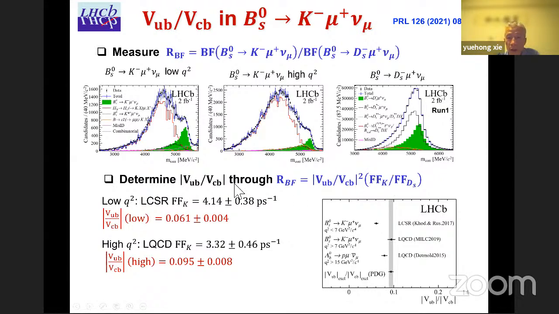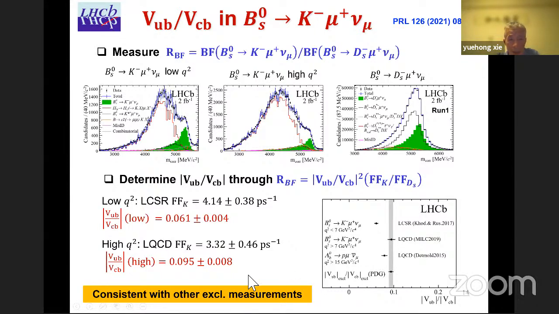And then we determine the ratio of the elements V_ub and V_cb using the form factors of B_s to K and B_s to D_s from light-cone sum rule calculation in the low q-squared region, or from lattice QCD calculation in the high q-squared region. The results are compared with the previous LHCb measurement and the world average of the exclusive measurement. You can see the high q-squared value is consistent with other exclusive measurements.